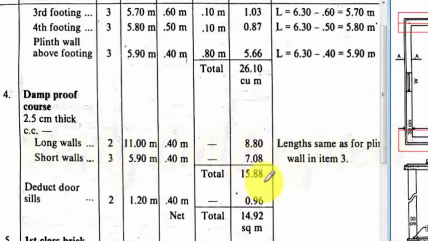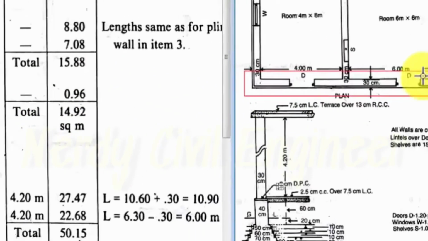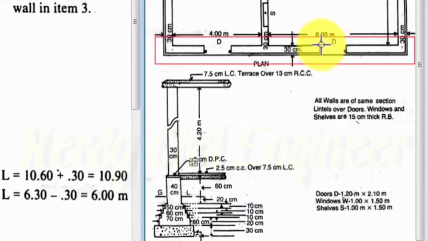And as you know, for long wall and short wall, there are 2 long walls and 3 short walls. And one more thing, in damp proof course we have to deduct the door sills. So go to the plan, you will see there are only 2 doors in the plan. So in the number section we will write 2, because there are only 2 doors in the plan. And the width and the height of the door is already given. As you can see, the doors have a width of 1.20 meter and a height of 2.10 meter.